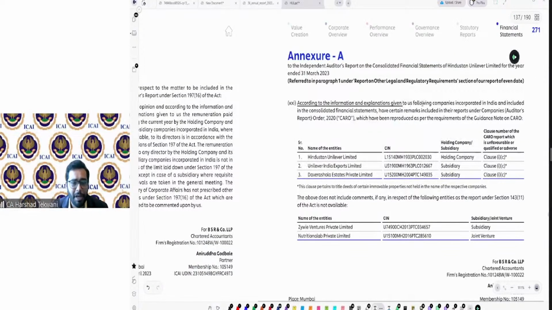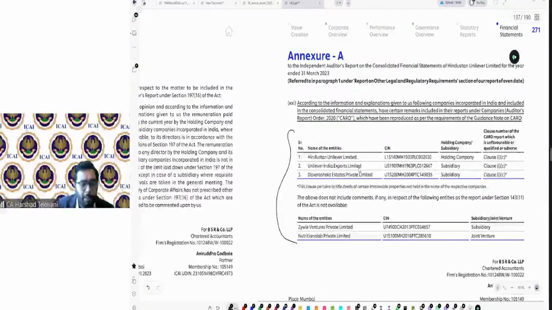According to the information and explanation given to us, the following companies incorporated in India and included in the consolidated financial statement have certain remarks included in their reports under the Companies (Auditor's Report) Order 2020 CARO, which have been reproduced as per the requirements of the guidance note on the CARO. Okay, so these were the remarks of the standalone CARO reports, which have been reported under clause 21 of CARO. Clause 21 requires reporting on the matters where there is a qualification by the standalone auditor.